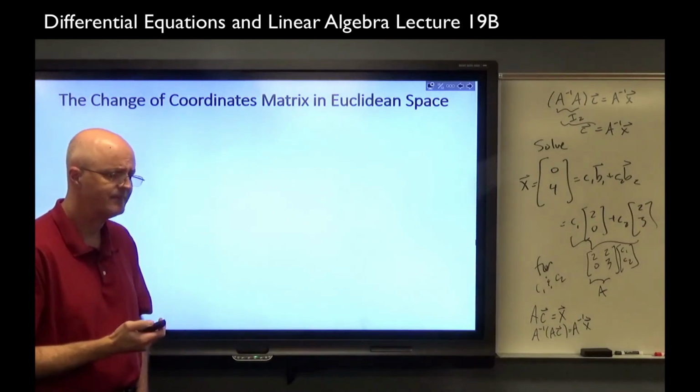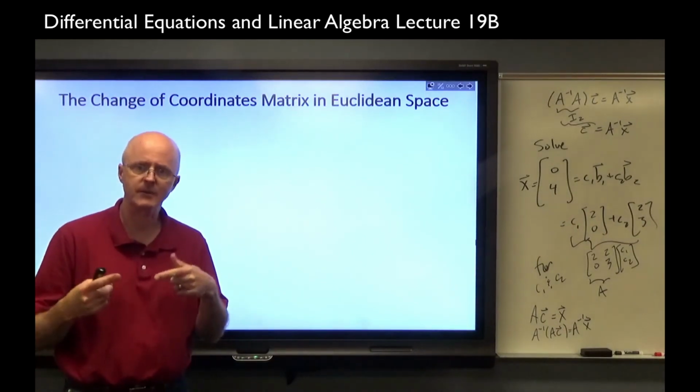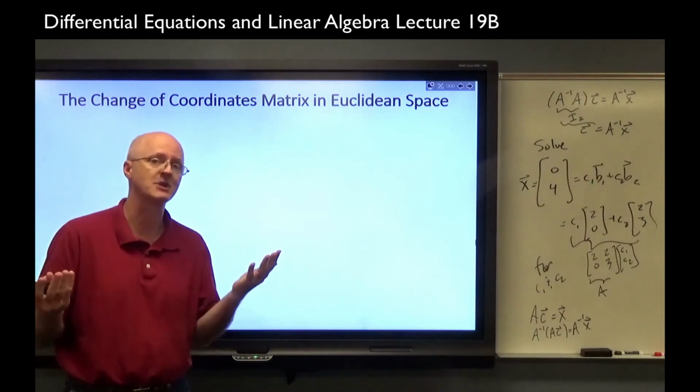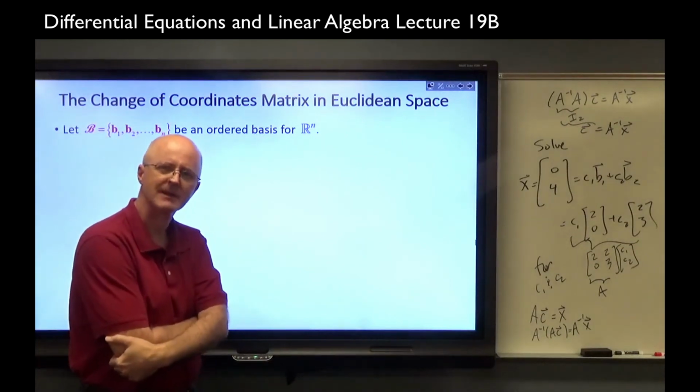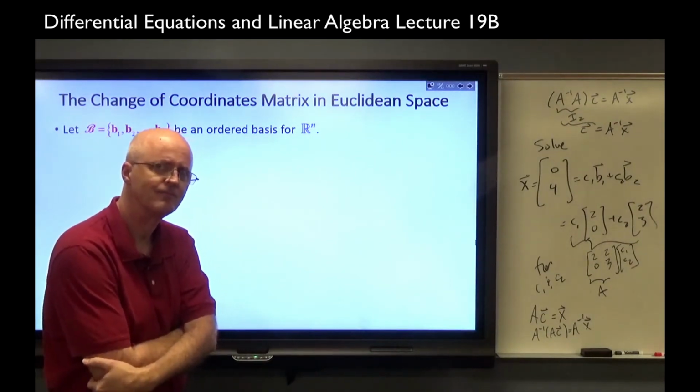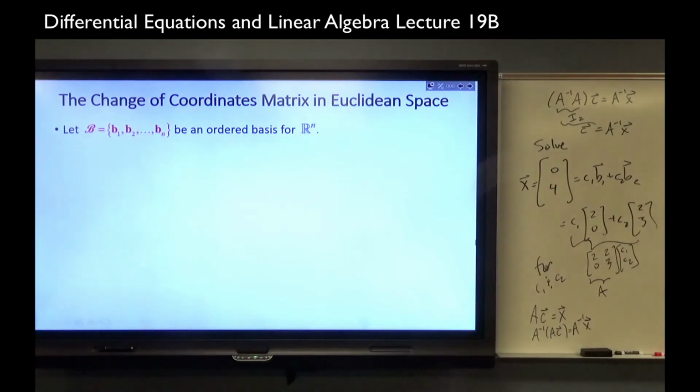Next slide generalizes what we did for the two-dimensional example to n dimensions. It's called the change of coordinates matrix. Suppose you've got an ordered basis for Rn. Notice there are n vectors in the basis. That's not an accident. You probably could have guessed that.